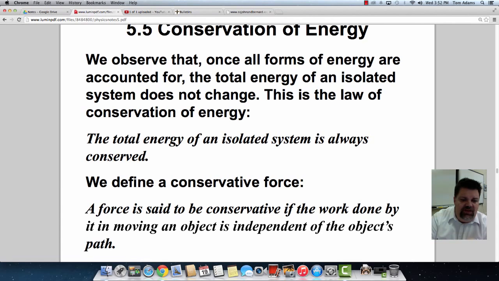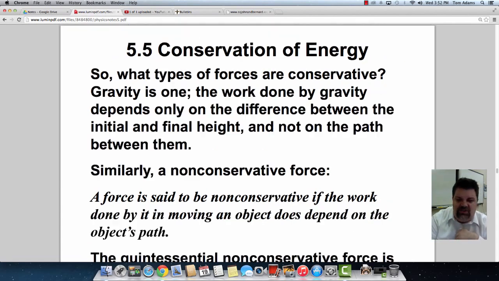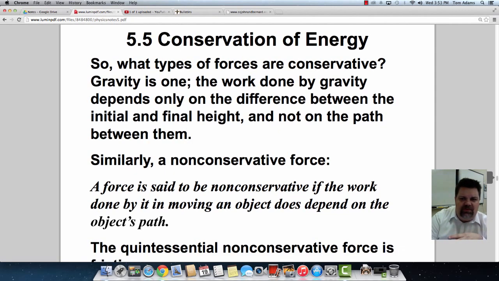To continue along those paths, we say, so what types of forces are there? What is a conservative force? Well, a conservative force is gravity, because gravity acts on an object and causes the object to move. But it depends on the difference in the initial and final height, not on the path between the two. Similarly, and this is the more important thing, remembering a conservative force is kind of a gray area. It's easier to remember what a non-conservative force is.